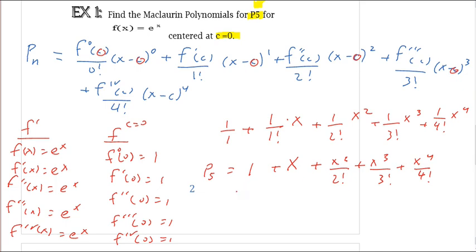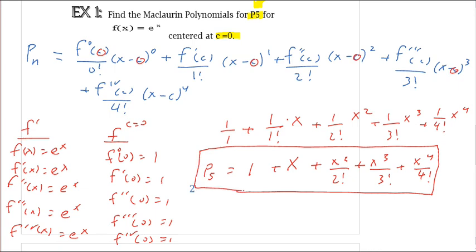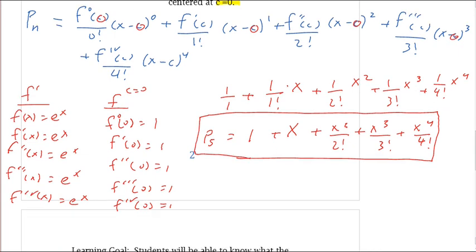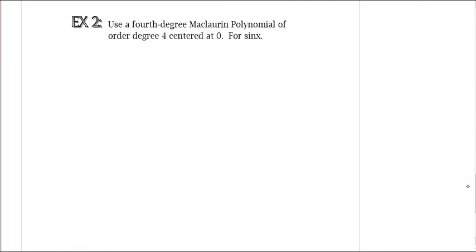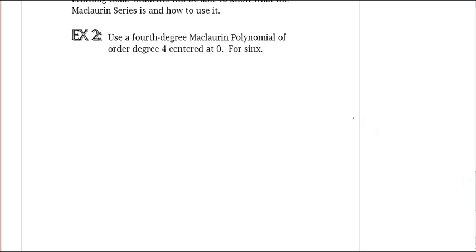We just want a partial sum here, so that would be your solution. Not too shabby, huh? Not too bad. Okay, so in an earlier video we looked at cosine centered at 0. Here we're going to look at sine centered at 0.